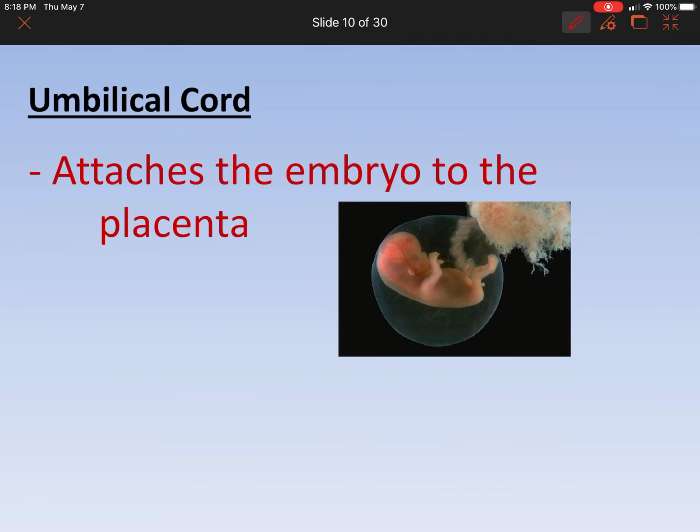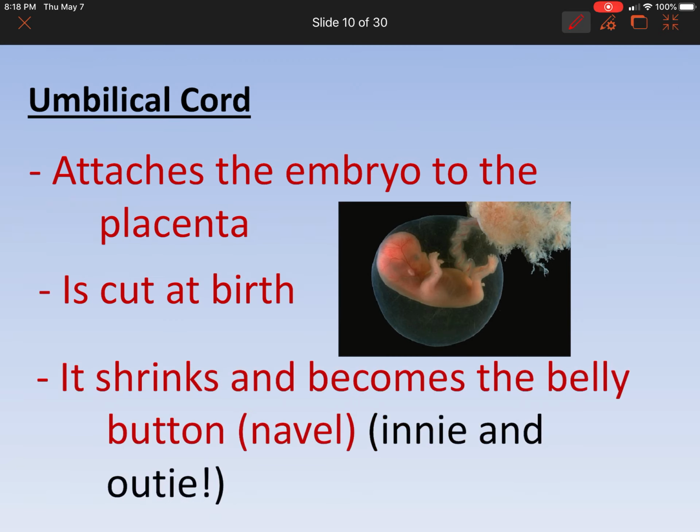Now the umbilical cord. The umbilical cord attaches the embryo to the placenta. So that is this cord here. You can see that. It's cut at birth. Now, this is one of those things where on TV shows and movies, sometimes they'll say that the father cuts the umbilical cord. I'm not sure that ever actually happens. It certainly didn't happen when I had my babies. The doctors just do it.